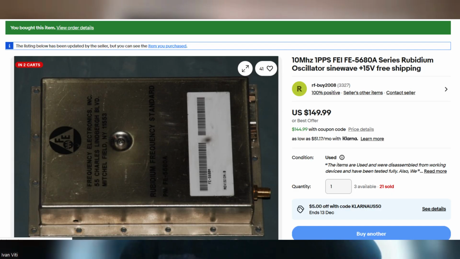I don't know if you knew this, but atomic clocks have gotten pretty cheap these days. I found a rubidium standard for $150 on eBay the other day. It was used, but I have this dream of making an atomic wristwatch out of one of those. I was wondering if you had any advice for that.